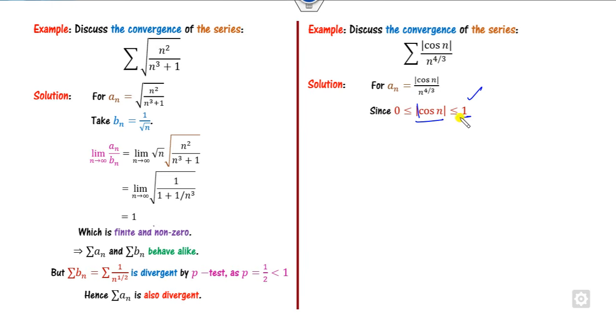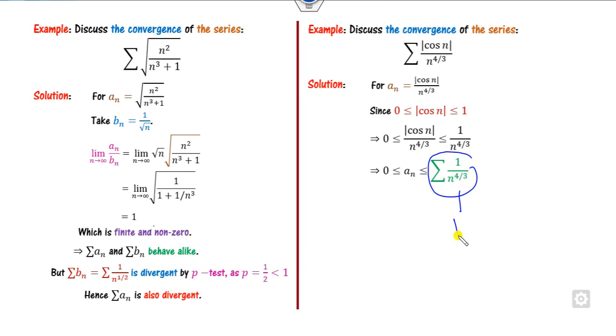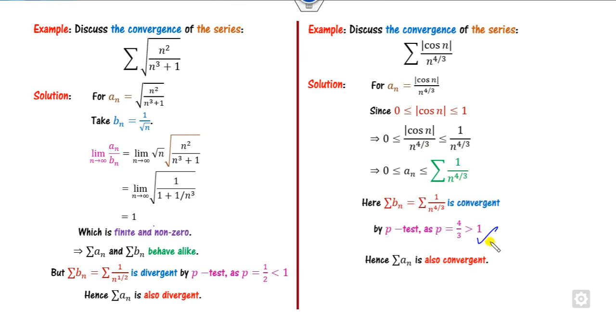Now we can divide each term by n raised to power 4 by 3. Now we can take the summation on each term. What is that? We can apply the p test, which is convergent because p is 4 by 3, which is greater than 1. Hence, the series is convergent. This is the way you can solve this limit comparison in the p test.